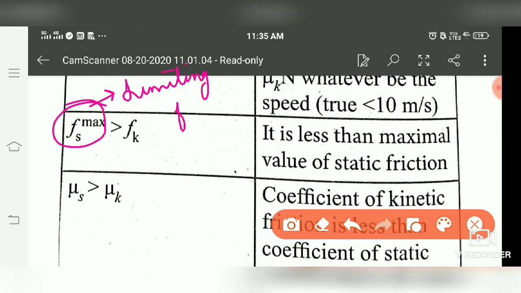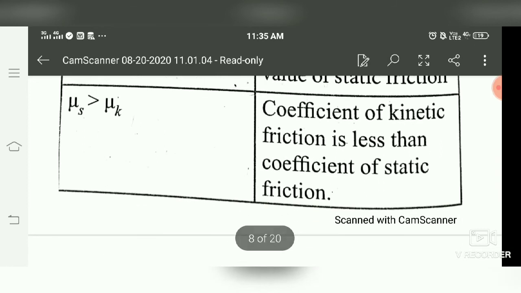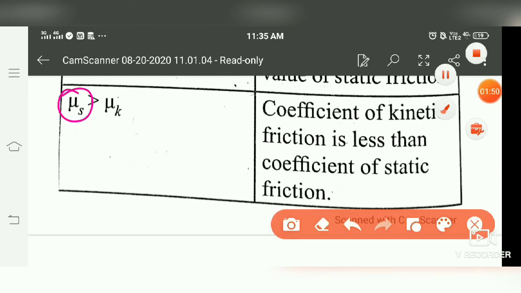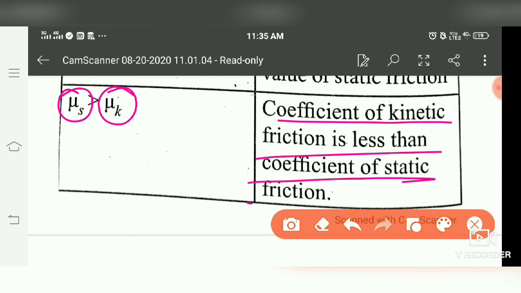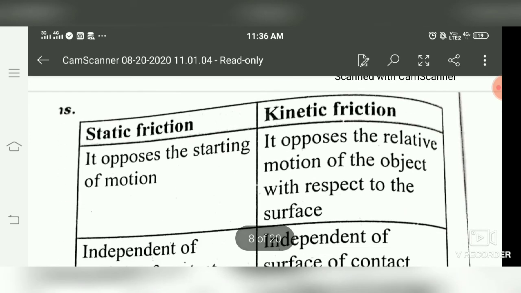This limiting friction is always greater than the kinetic friction, and it's always equal to the limiting or the maximum value of the static friction. The value of coefficient of static friction is always greater than mu k, the coefficient of kinetic friction. Coefficient of kinetic friction is always less than coefficient of static friction, means mu k is always less than mu s. So these are all the laws of static and kinetic friction.